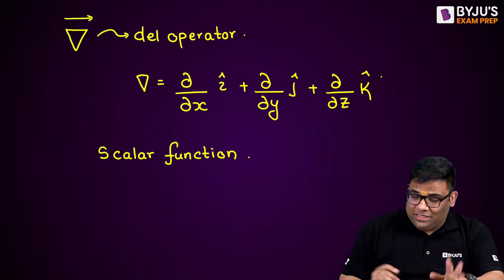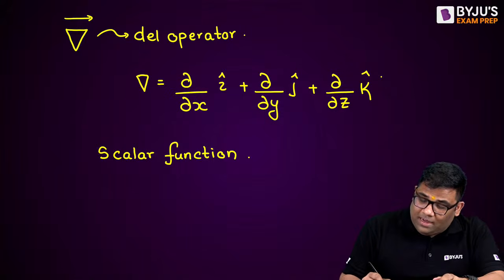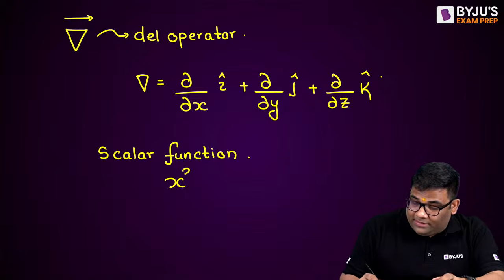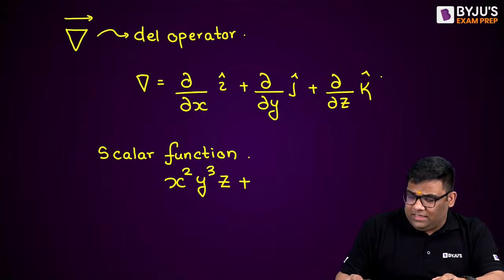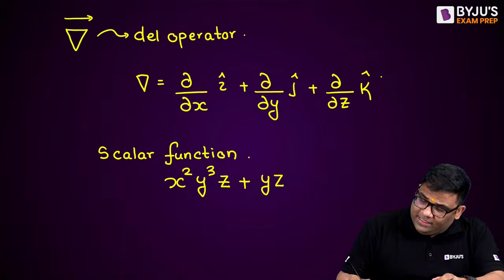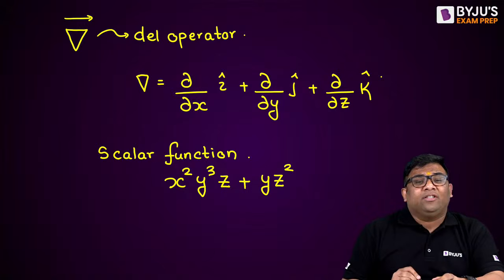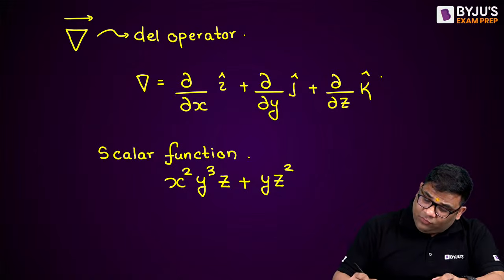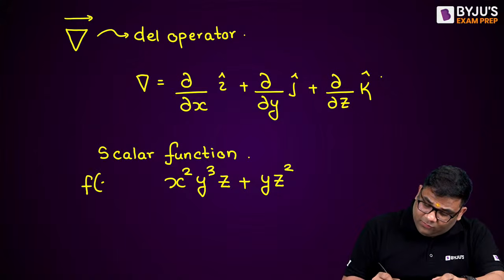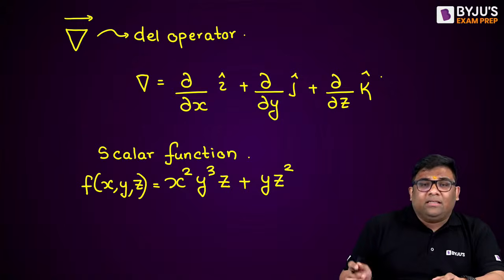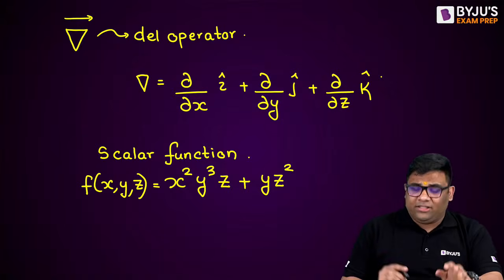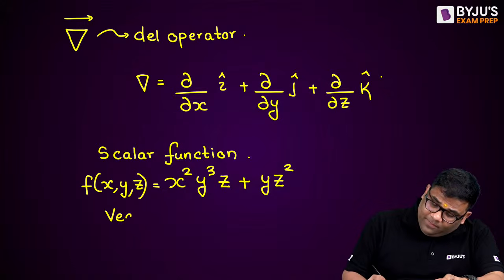Which is not a vector. So what will a scalar function look like? Suppose I say x square y cube z plus y z square. This is a scalar function, right? It is a function of x, y, z, but it is a scalar function. Means what? There is no direction to this.